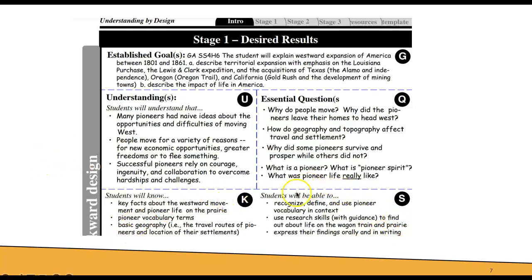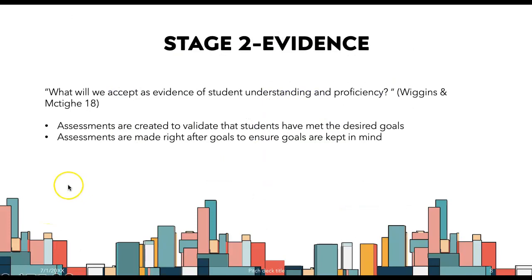So in this area right here, the skills, this is what we would normally think of when we think of Bloom's taxonomy. So that's also embedded in the Understanding by Design platform. All right, stage 2 is the evidence. So this could be formative as well as summative. This is the assessments. What will we accept as evidence of student understanding and proficiency?